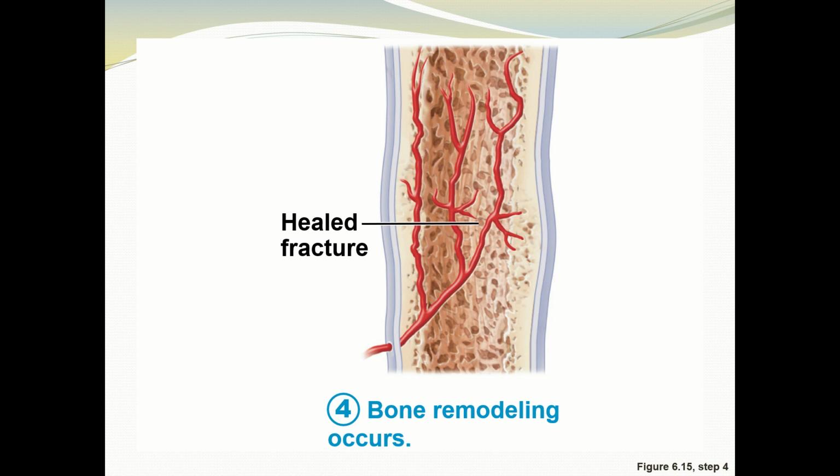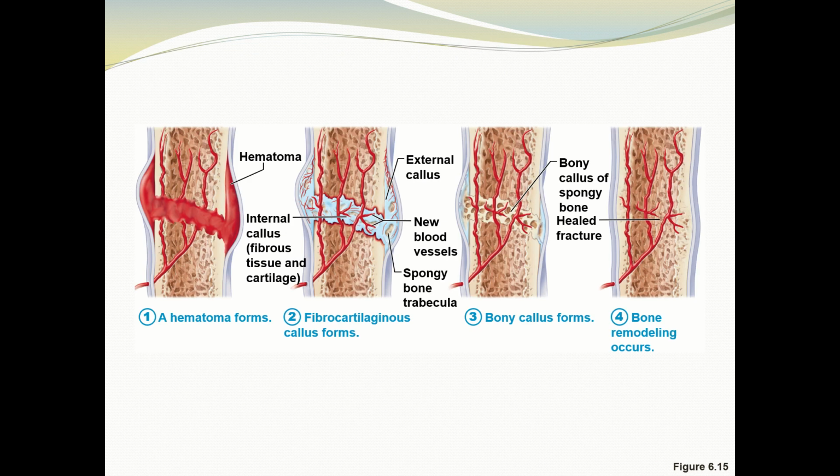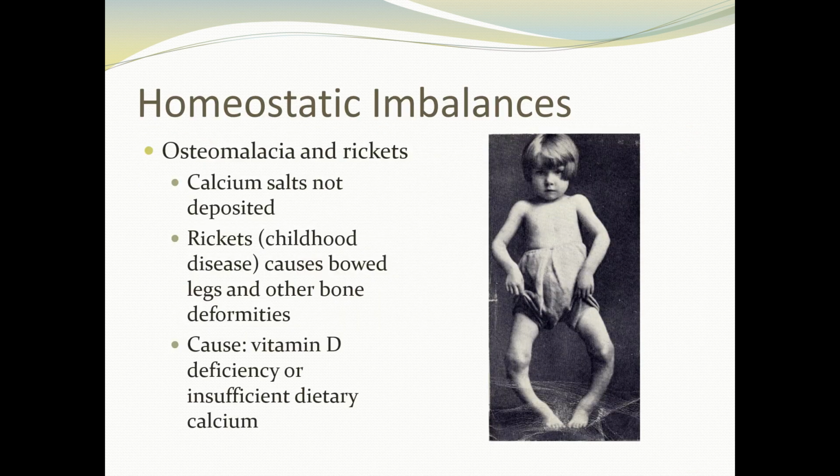So here's a healed fracture. And here it is all together. Step 1, a hematoma forms. Step 2, a fibrocartilaginous callus forms. Step 3, a bony callus forms. And step 4, bone remodeling occurs.